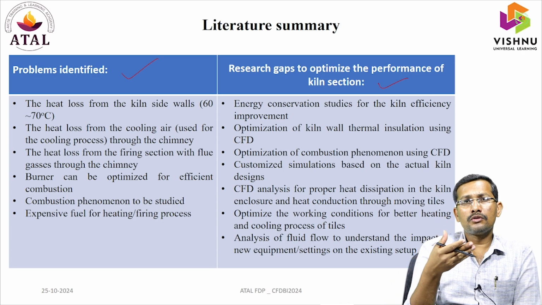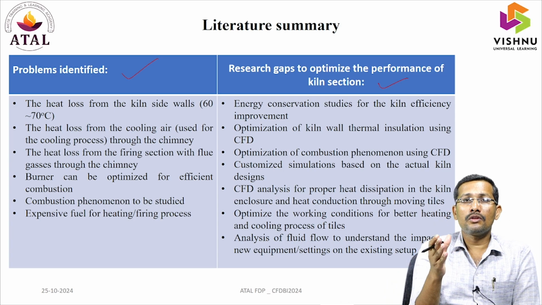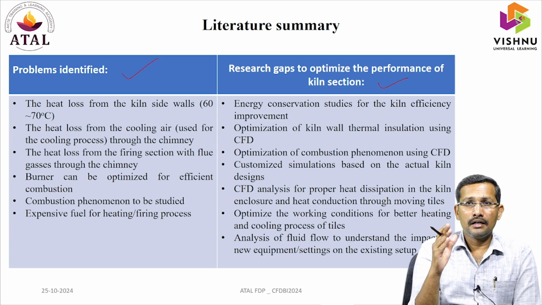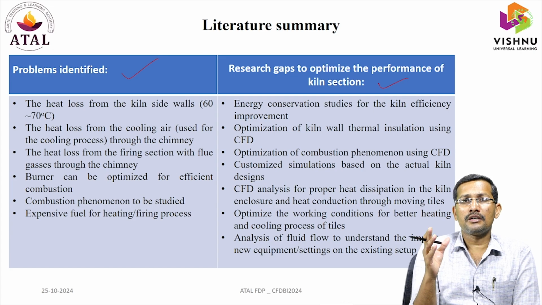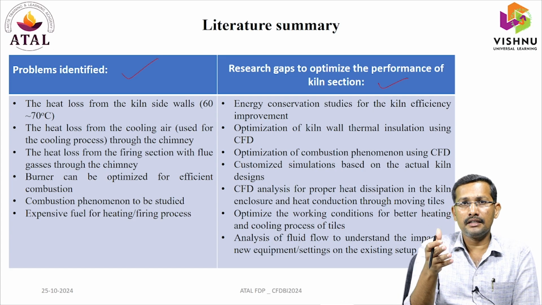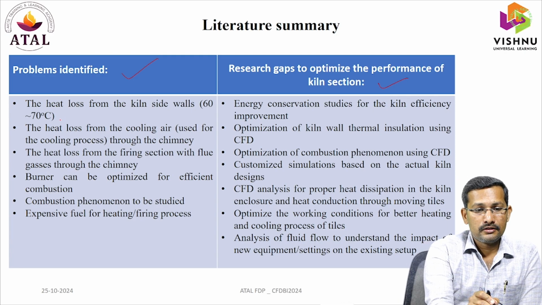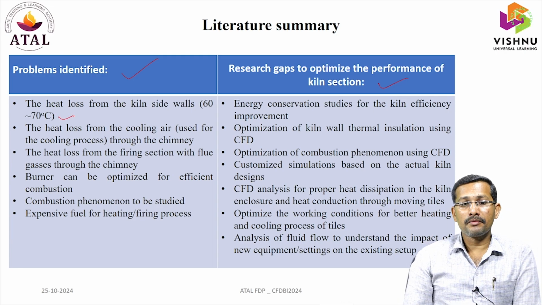If you go through the research articles related to kiln operation, kiln optimization, the kiln combustion chamber, the different burners and the different fuels used for the ceramic kiln industry, then you will come to know exactly what the problems identified are. The first problem is the heat loss from the kiln side walls at 60 to 70 degrees centigrade.